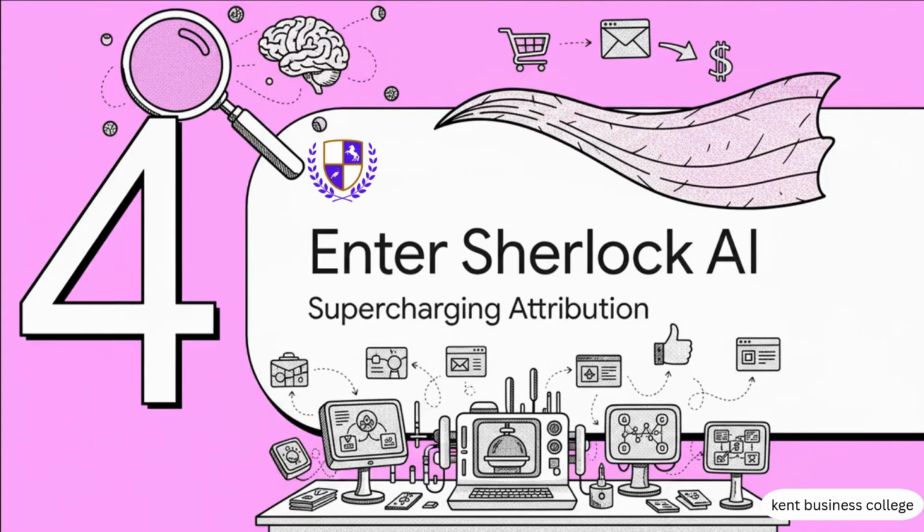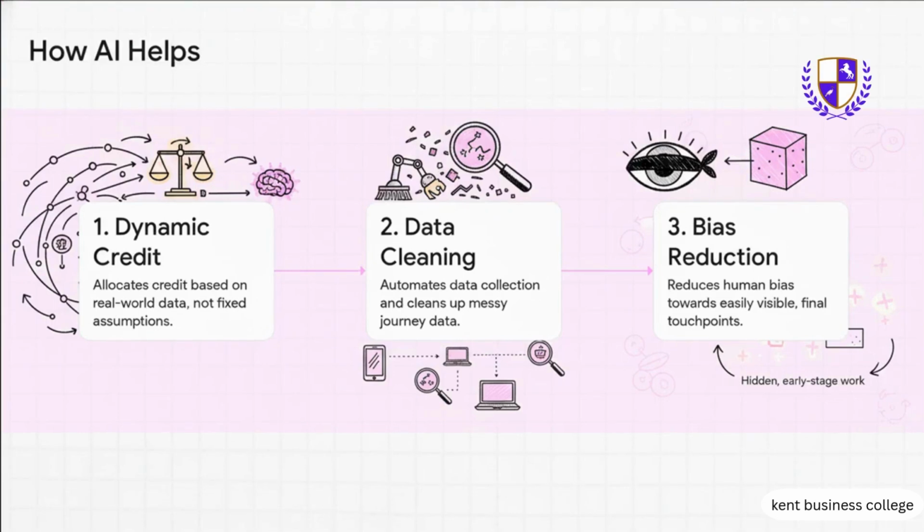And this is where it all gets really, really cool. What if our marketing detective suddenly got access to a state-of-the-art forensics lab? Well, that's pretty much what AI brings to attribution. It doesn't replace you, the marketer, but it does give you some serious superpowers. So how does AI help exactly?